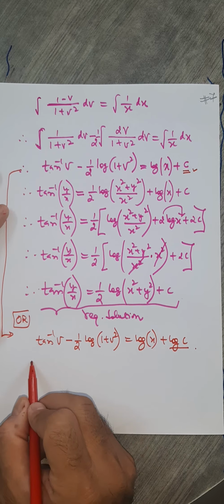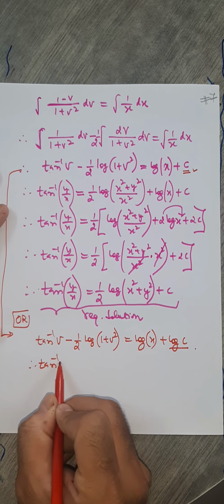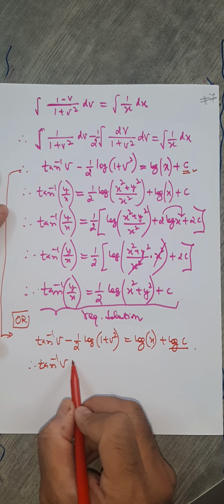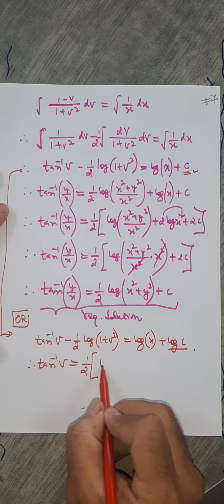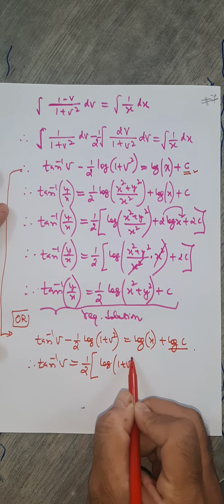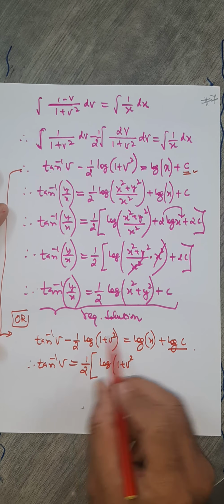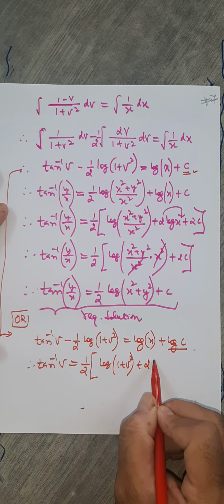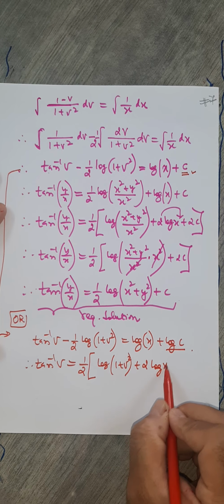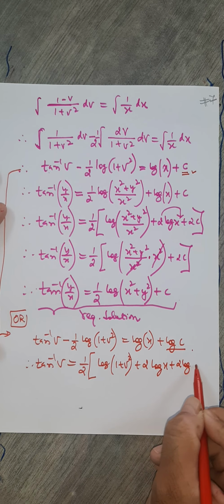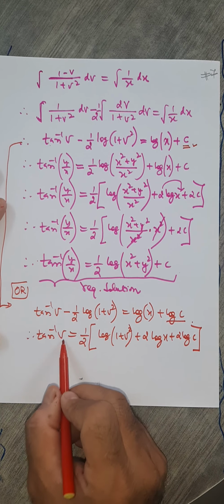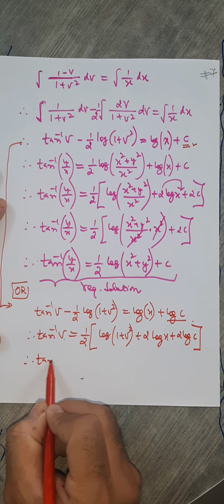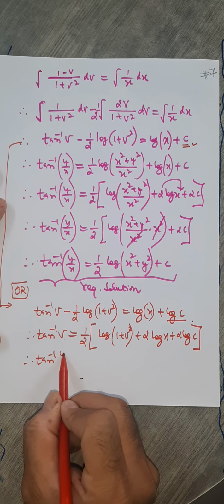Then I'll take this term over there, tan inverse v equals to half, if I take common, this is log of 1 plus v square plus twice log x plus twice log c. Now I'll do two things. I'll put the value of v that you need to put, and I'll use the property of the log function on the right hand side.